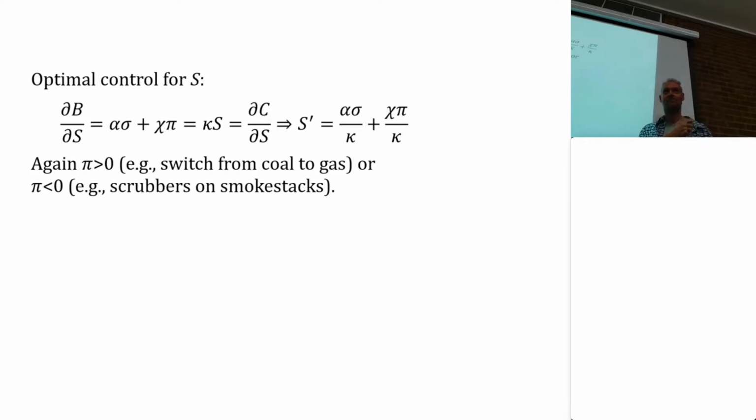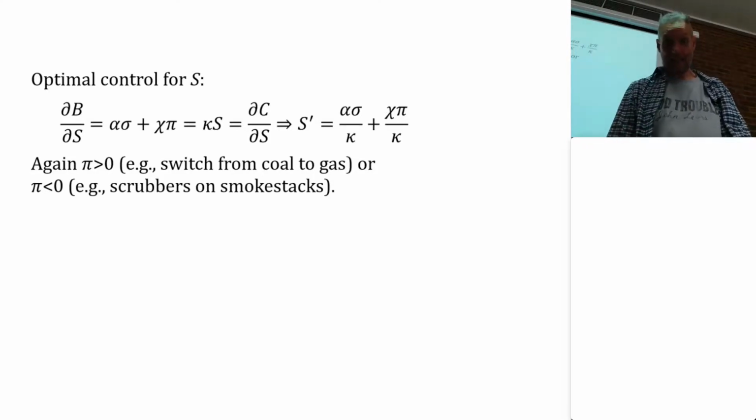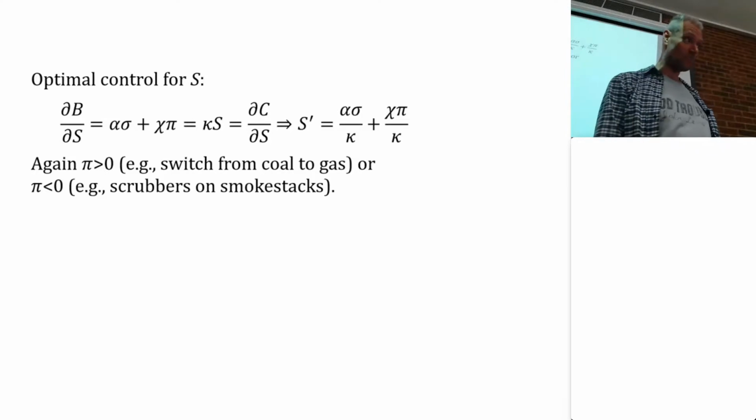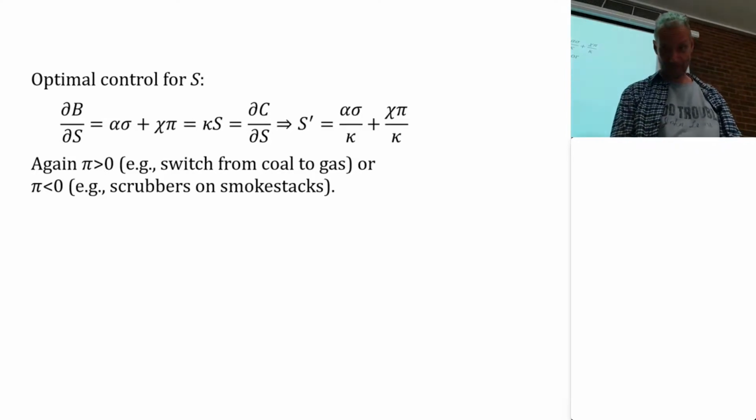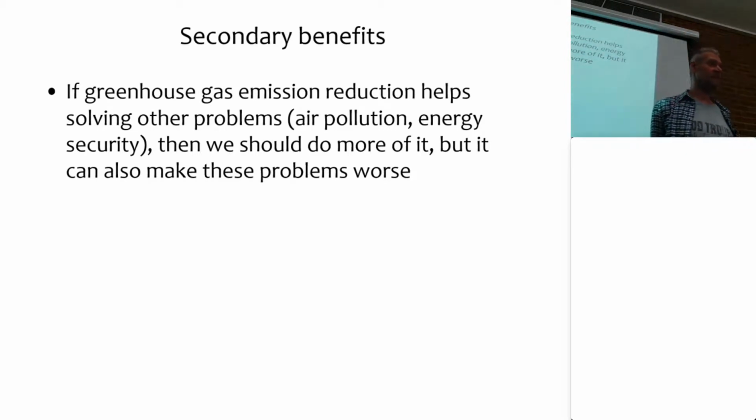So that is completely symmetric, and again it depends on the sign, in this case of pi. It can be positive or negative. So, intermediate conclusion: if greenhouse gas emission reduction helps to solve other problems, then we should do more of it. But if it makes those other problems worse, then we should do less of it.